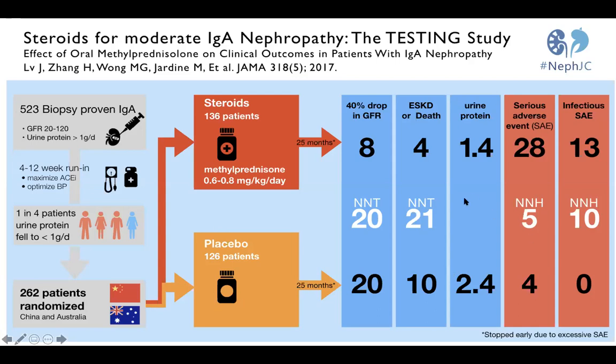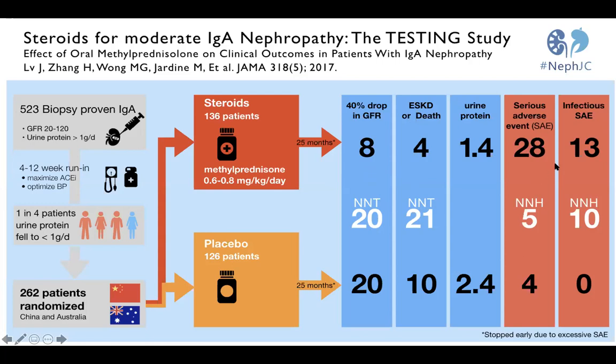And what you can see here is that there was actually a pretty steep increase in the serious adverse events without a change in the GFR. So, this is not a 20-year trial, right? So when you look at IgA, you're looking at dialysis, you're looking at 20 years. This is a 2-year trial. And so they used a surrogate marker of 40% drop in GFR, and end-stage kidney disease or death. And so there's really no difference between those two groups.